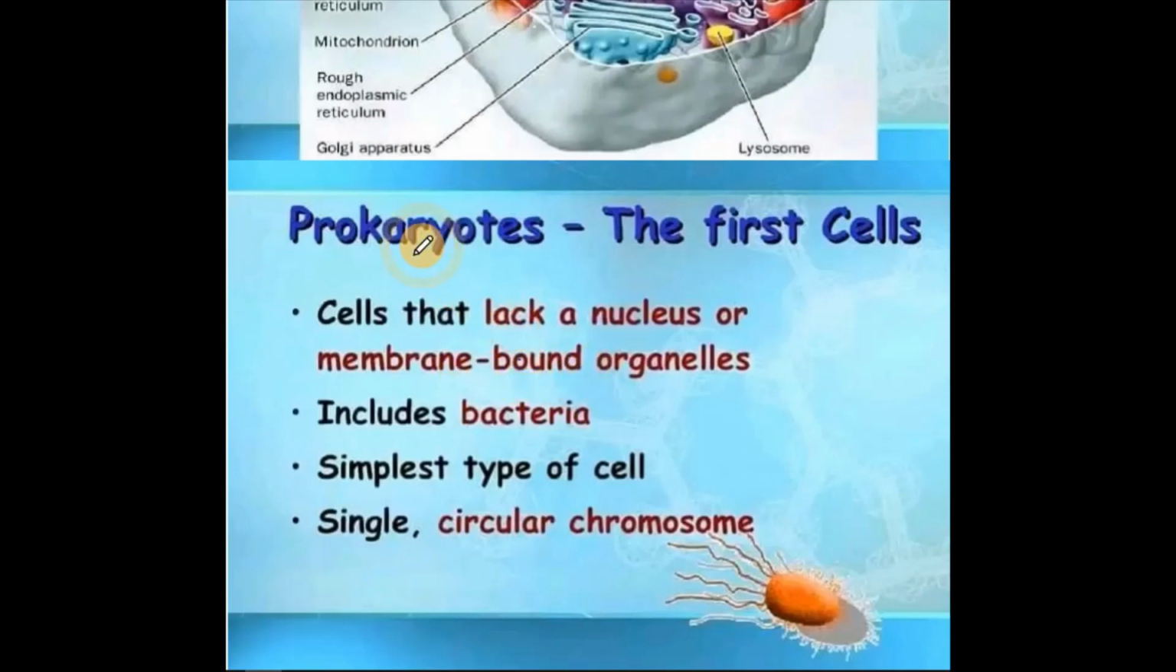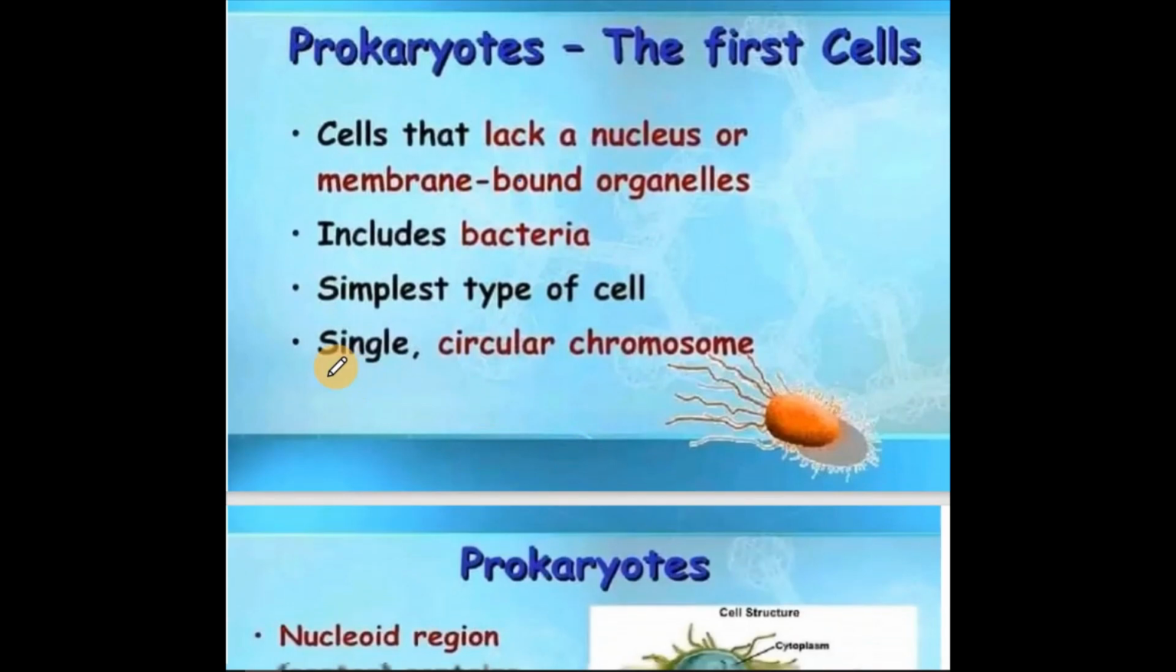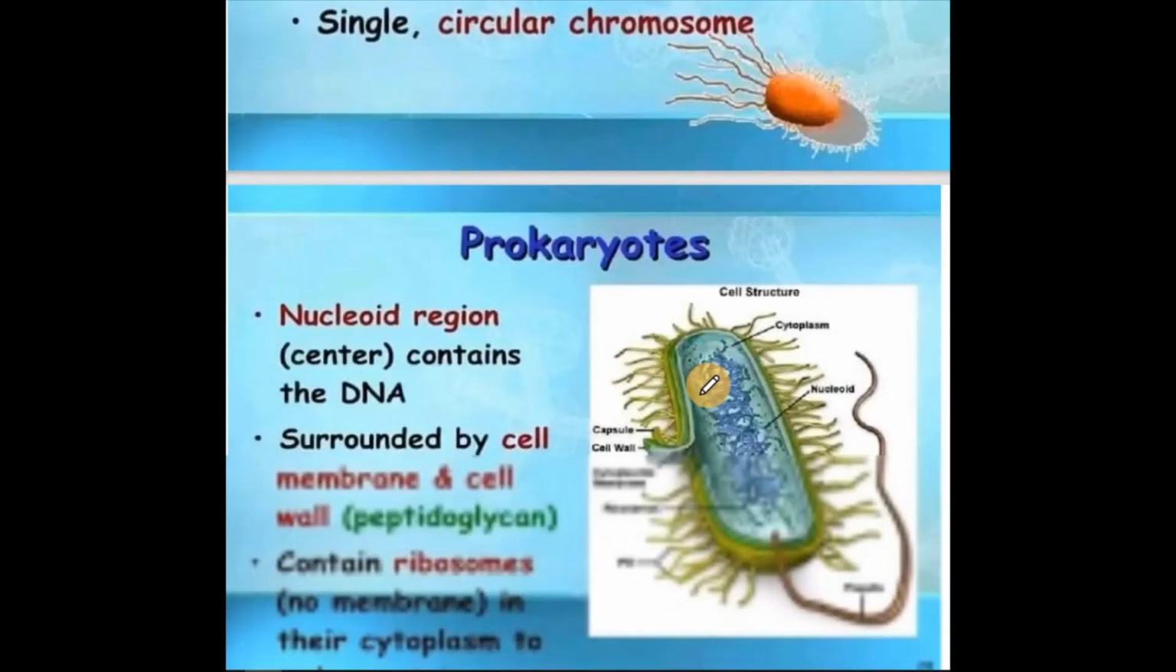A typical example of a prokaryotic cell is a bacteria, which is a very simple type of cell. Bacteria have a circular chromosome, which is called a plasmid. So an example of a prokaryotic cell is a bacteria which has a circular chromosome or a plasmid. So now let's look at how a bacteria looks.